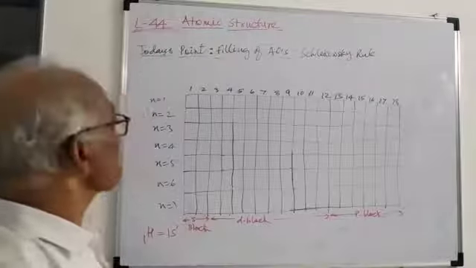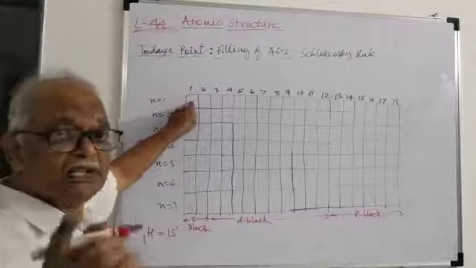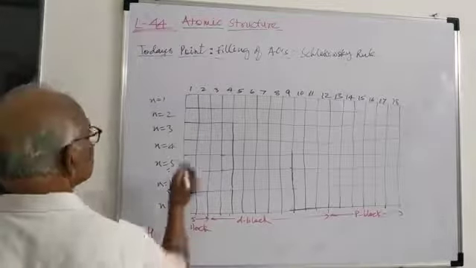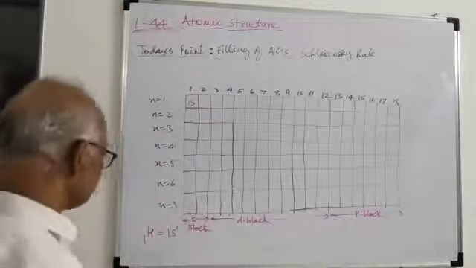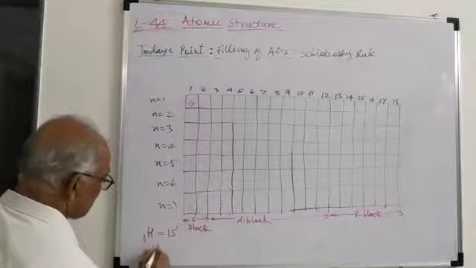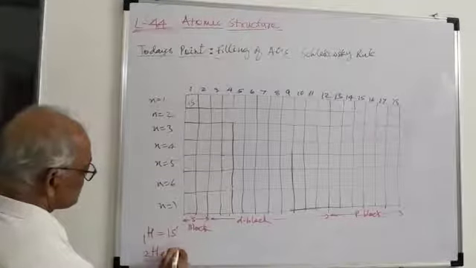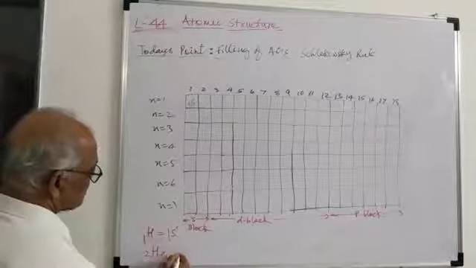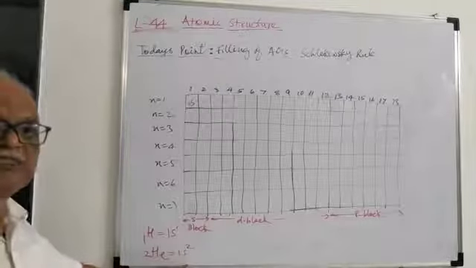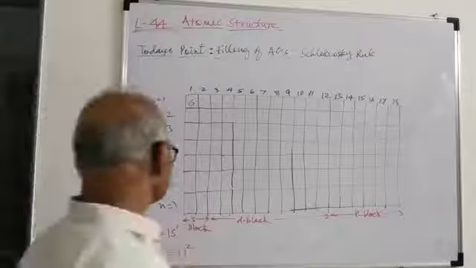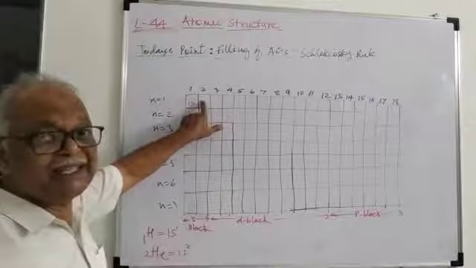We will show that the hydrogen atom has only one electron, so that will move into 1s. So we will write here 1s. Then the second element is helium, 2He. So it has 2 electrons. So it should occupy this 1s with 2 electrons, because s has the capacity to occupy 2 electrons. So the second electron will go into the same 1s. That is where it should go.